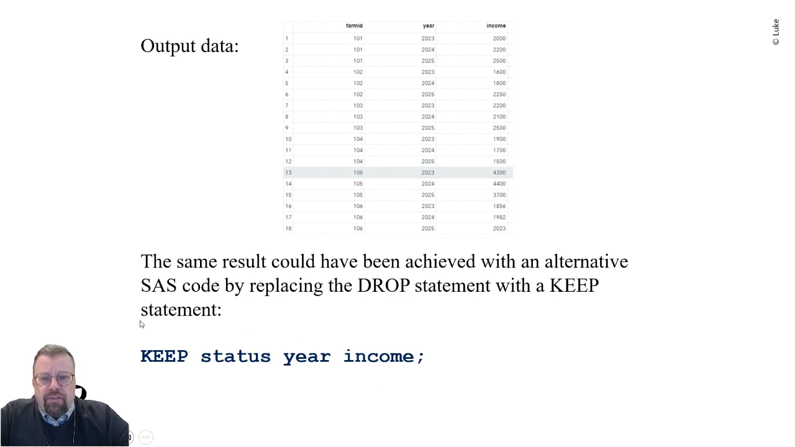And so just a brief side note that we use the drop statement, but we could have just as well used the keep statement to choose the variables we want to have in the output. Actually, I have a little mistake here in my slide. This says status, but it should state farm ID actually here. So keep farm ID year income would be what we would need.